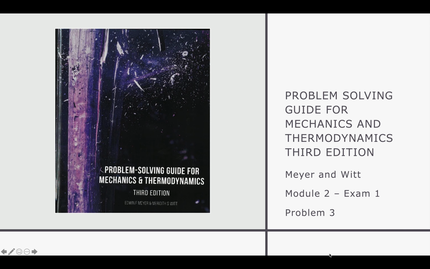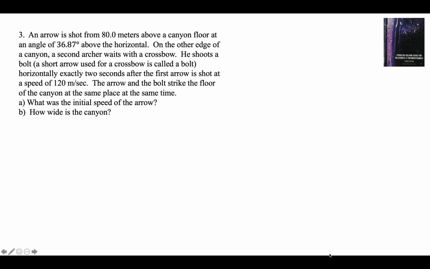This is a walkthrough of Problem 3 on Exam 1 of Module 2 in the book Problem Solving Guide for Mechanics and Thermodynamics. An arrow is shot 80 meters above a canyon floor at an angle of 36.87 degrees above the horizontal. On the other edge of the canyon, a second archer waits with a crossbow. He shoots a bolt horizontally 2 seconds after the arrow is shot at a speed of 120 meters per second. The arrow and the bolt strike the floor of the canyon at the same place at the same time. What was the initial speed of the arrow? How wide is the canyon?